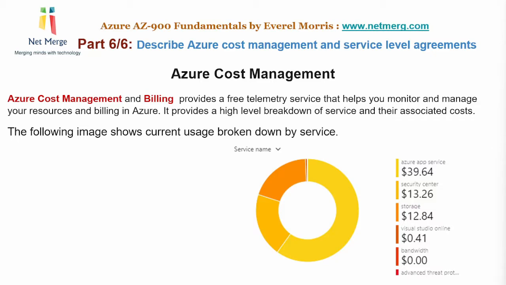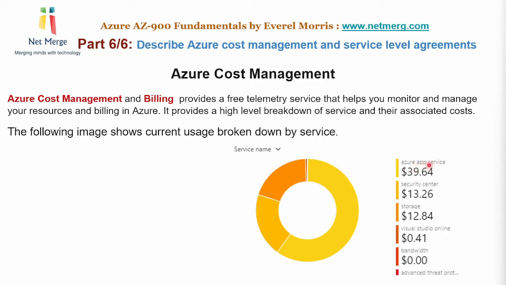Let's back up a little bit. We're going to take a look at the Azure Cost Management features. So Azure Cost Management and billing provides a free telemetry service that helps you to monitor and manage your resources and billing in Azure. It provides a high-level breakdown of the services and their associated costs that you would be using. So below is an example of an image and a breakdown. It's normally colored in different zones, so it's easy for you to understand. And on the right, you get the category and pricing.